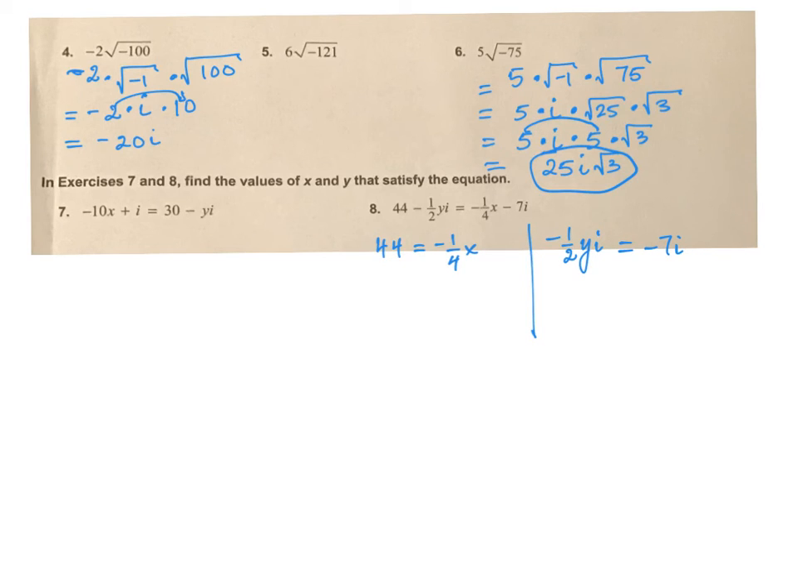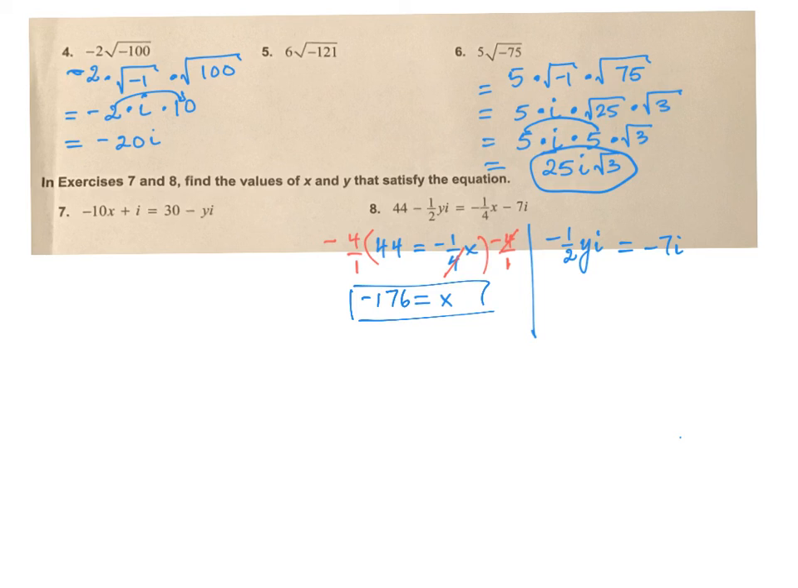Now we can solve for x. In order to solve for x, we multiply both sides by the reciprocal of negative 1/4. So I can multiply the right by negative 4 over 1 and the left by negative 4 over 1, because a negative and a negative makes a plus, and 4 divided by 4 is just 1. So I have just x equals negative 176, and that is the value of x.